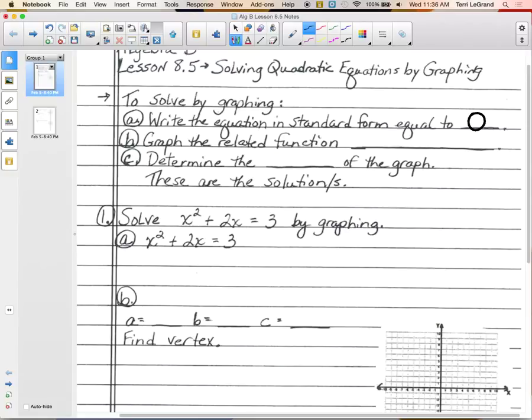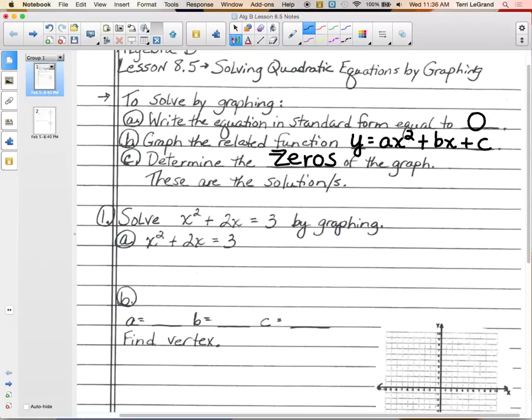Then we're going to graph the related function, y equals ax squared plus bx plus c, as if that y was there. In other words, we're going to replace the 0 with a y. And then we're going to determine, which we already know how to do also, the zeros of the graph. So there is not anything today that is really new to us.